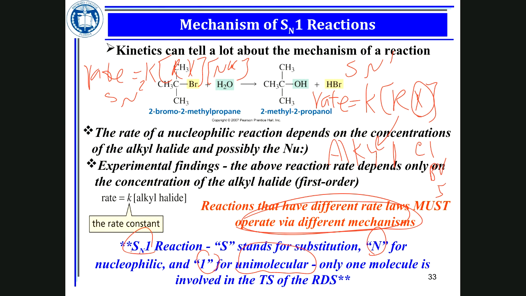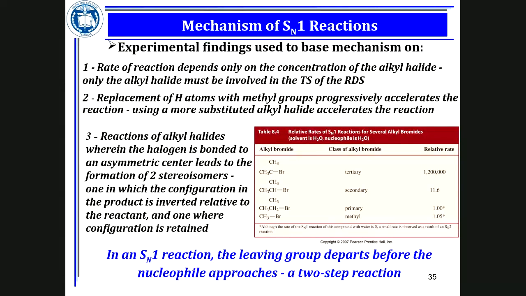So the rate of the reaction for SN1 depends only on the concentration of the alkyl halide, not the nucleophile. The other observation they had is that if you have a tertiary alkyl halide, the reaction is much faster than if you have secondary, and then primary or methyl. Basically, primary and methyl are not good candidates for the SN1 mechanism. But secondary is faster than primary and methyl, and tertiary is the fastest.